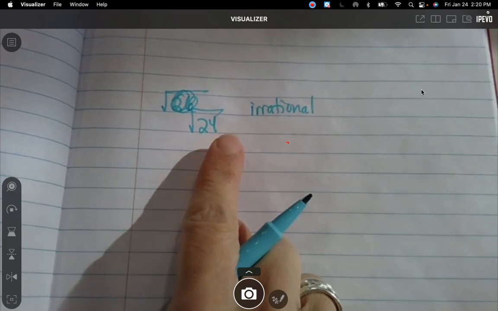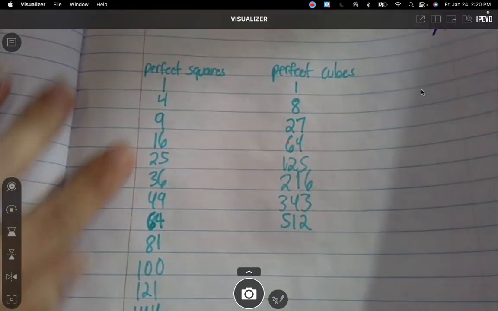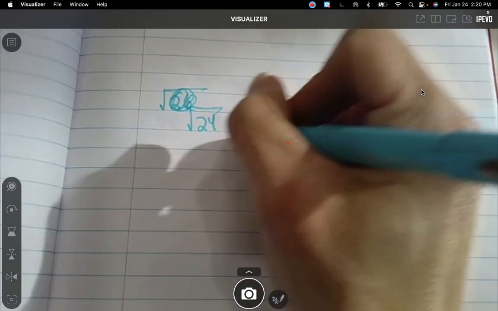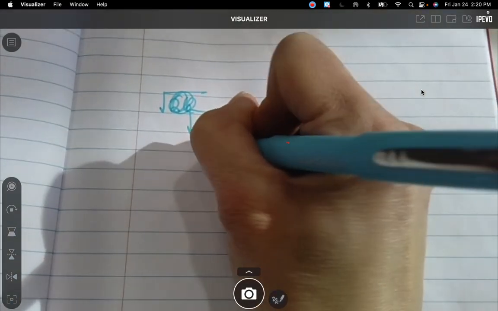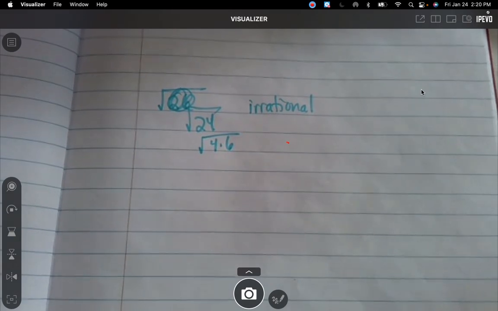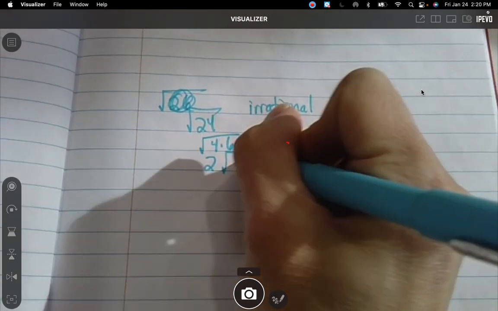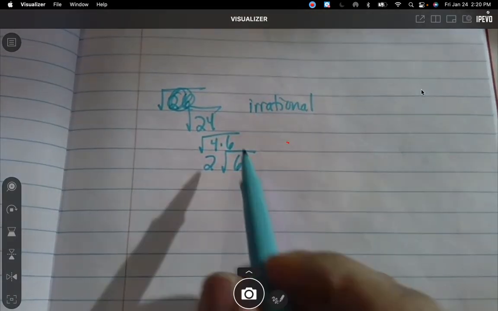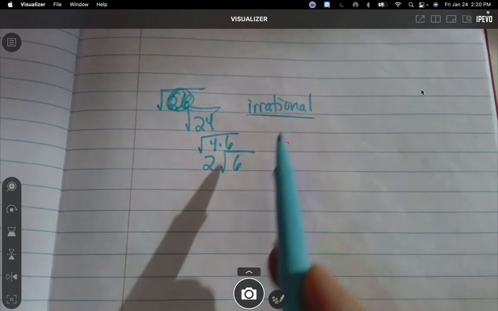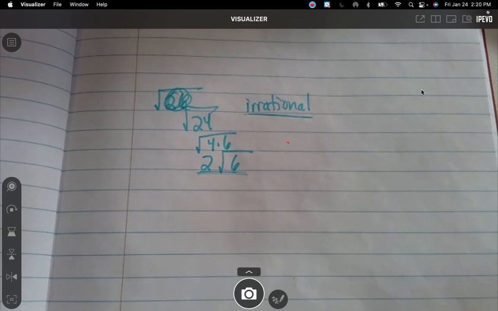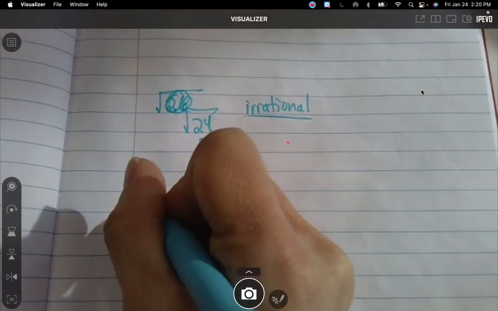How about 4 times 6? 4 is a perfect square, so I am going to use that one. So watch. I'm going to write that as 4 times 6. What's the square root of 4? 2. When you take the square root, you move that number out. So you get 2 square root of 6. This is your answer. This one is irrational, and this 2 square root of 6, that's what it looks like simplified.